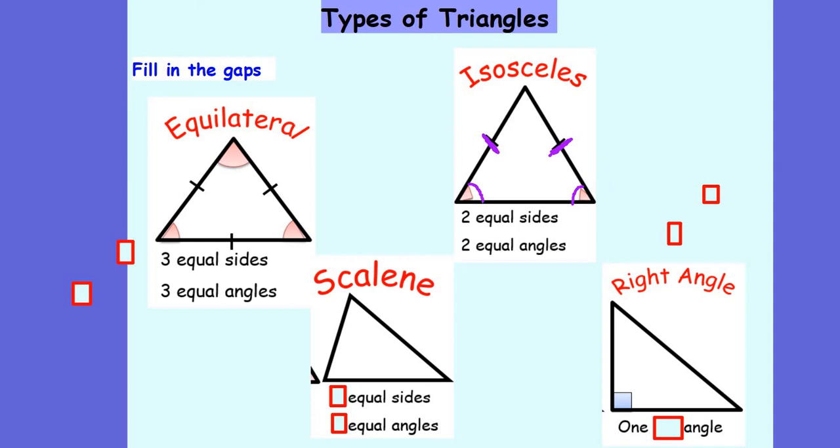So how about a right angle triangle then? That's a nice one. Rowan, what can you tell me about a right angle triangle? Cool, it's got one 90 degree angle, it's got a right angle in it, hence the name. There's your 90 degree angle.